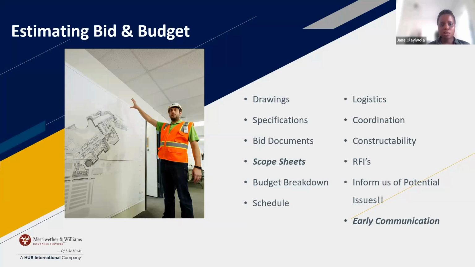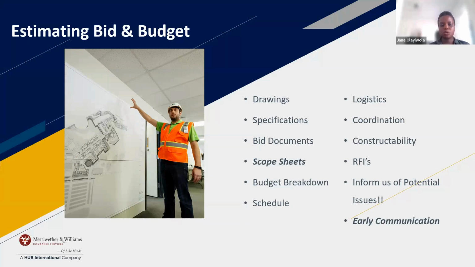Scope sheets. Sometimes GCs will issue you scope sheets, or sometimes sponsor agencies provide you a template that they want you to respond to, with line items. Make sure you fill those out, because that's what they use for leveling. If your scope sheet is incomplete or not done at all, then you've submitted a bid that's not complete and responsive. So you're not a bidder that they can take seriously, that they can trust. You may have disqualified yourself.